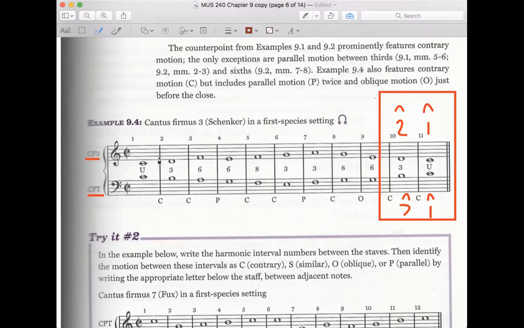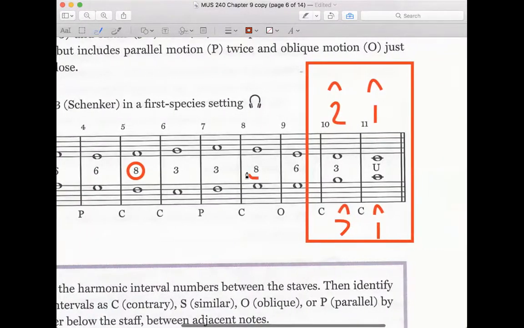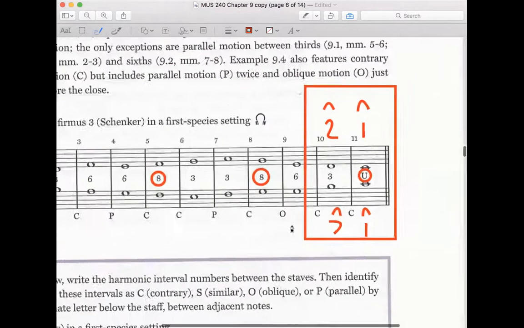Well, in species 1, take a look at all your intervals here. These are the harmonic intervals. And we know that in first species, all of these will be consonant. Here we have unison, third, sixth, octave. So I'm going to get into the habit of circling the perfect intervals, which I want you to be doing at home as well. Okay, so here we've circled all the perfect intervals. Okay, good.